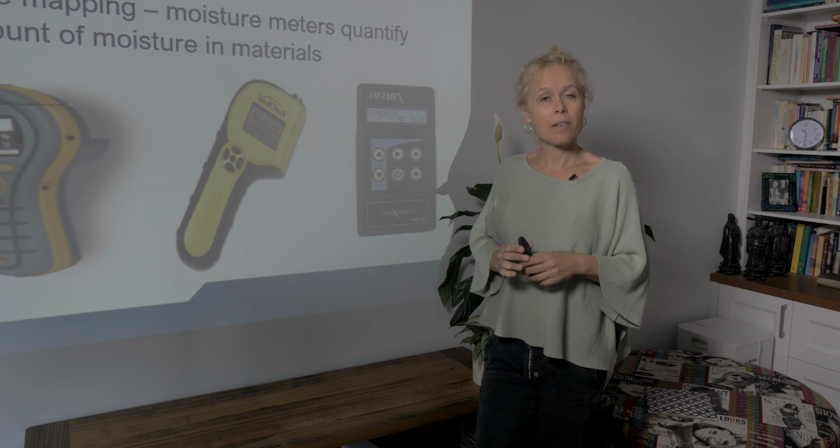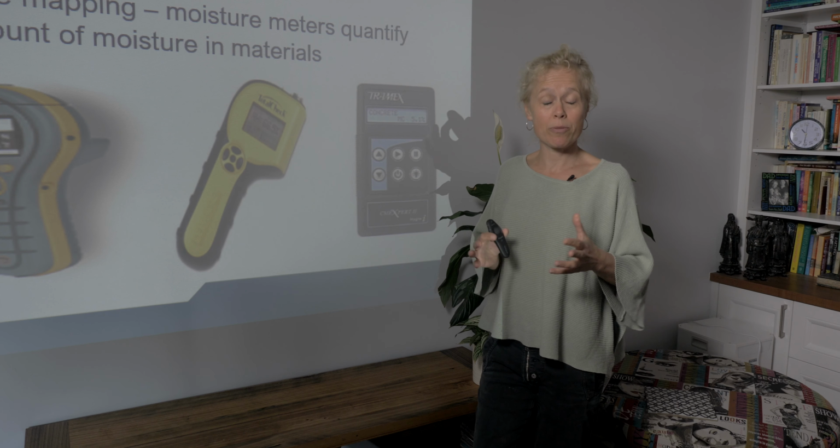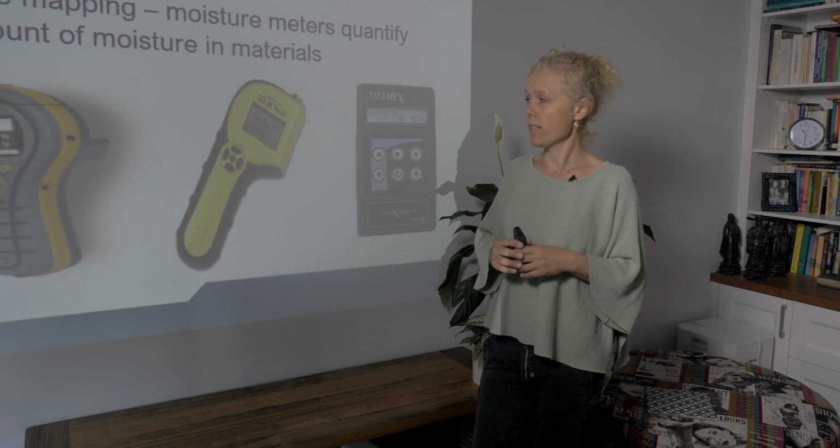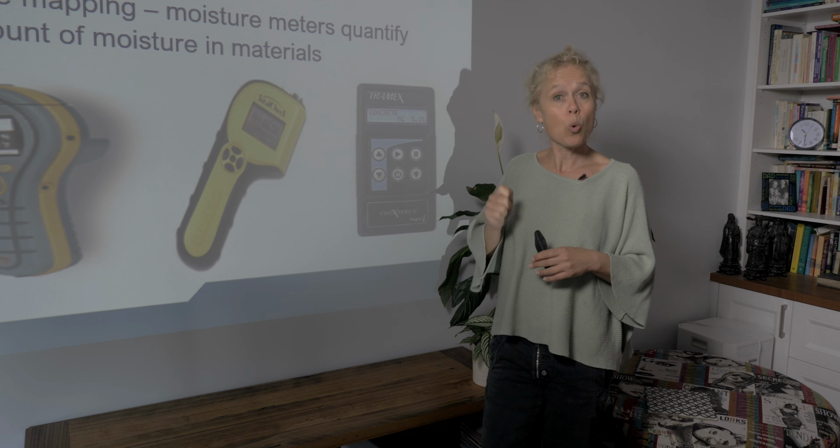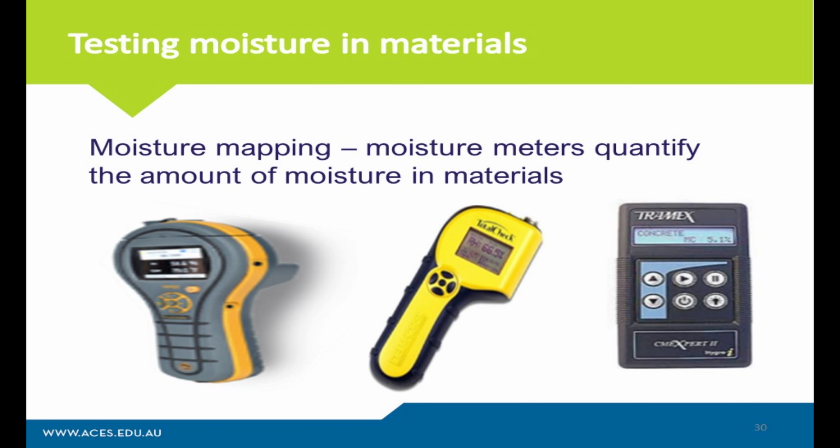So the moisture meter is probably the most important tool apart from a torch that you're going to have in your toolkit. The moisture meter verifies and quantifies the level of moisture in the materials, and that's important because if you've got any signs of moisture, you need to make sure that you quantify that with the moisture meter.